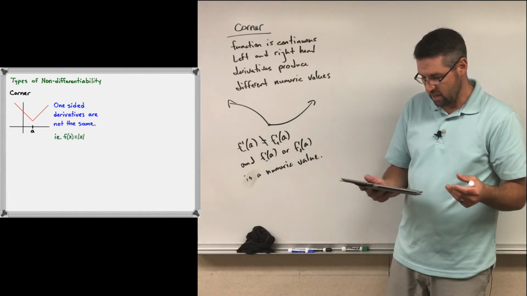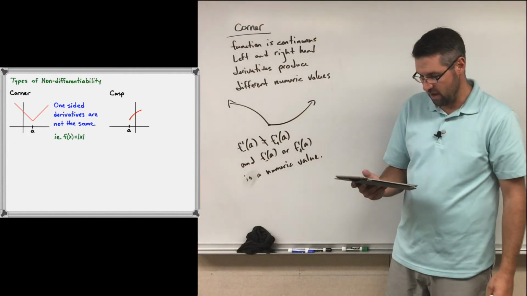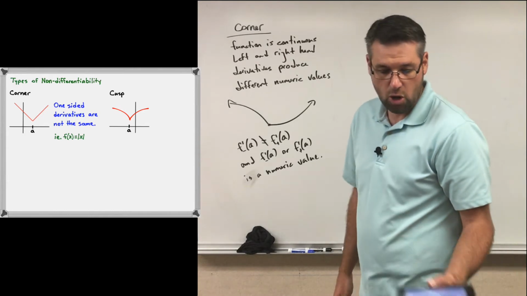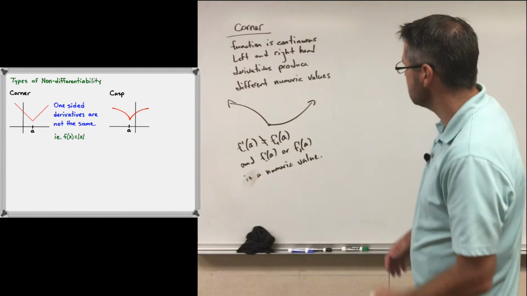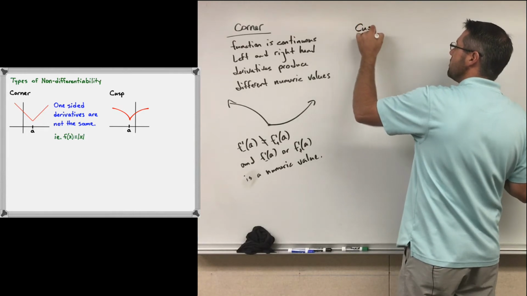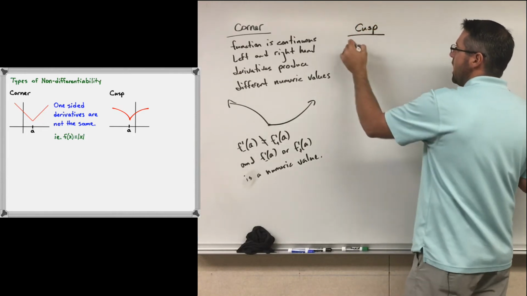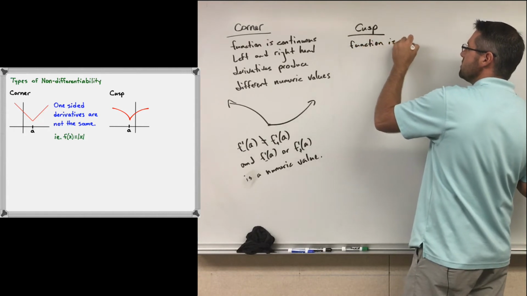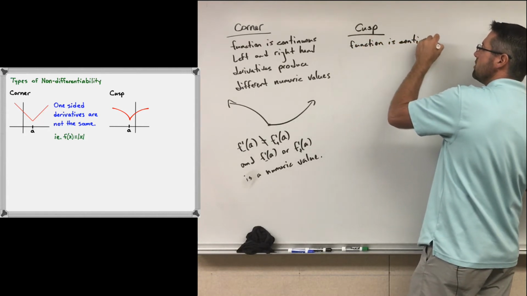So an example of that would be the absolute value function, where the left-hand and right-hand derivatives are different. The next one is called a cusp. A cusp looks very similar to a corner. Again, the function must be continuous. The function is continuous, okay?